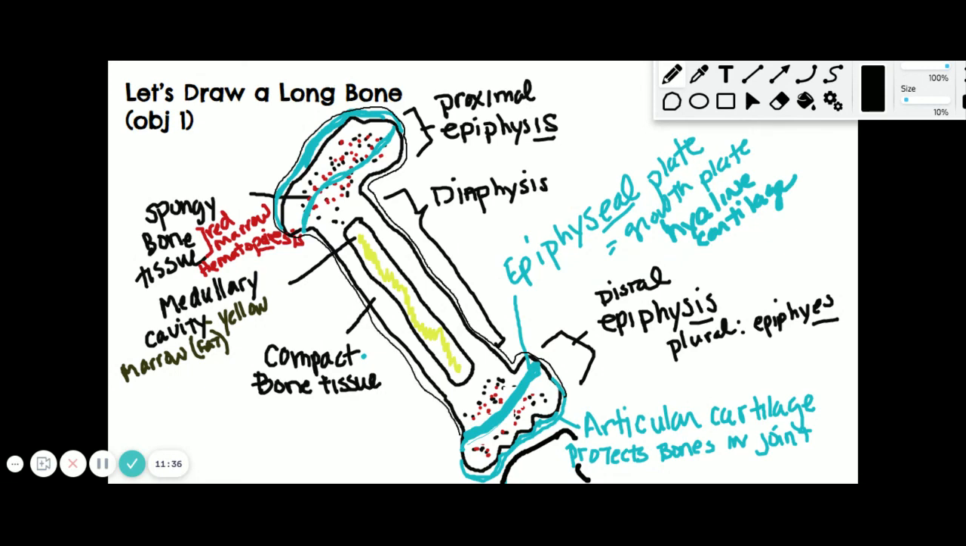Should be just deep to the articular cartilage. So I kind of drew that wrong. So it should go underneath the cartilage here. But that is the periosteum.